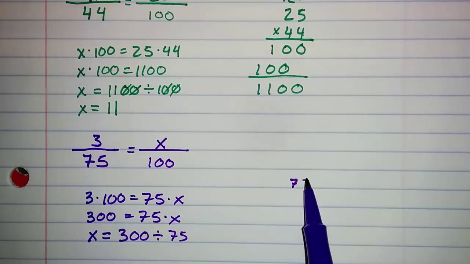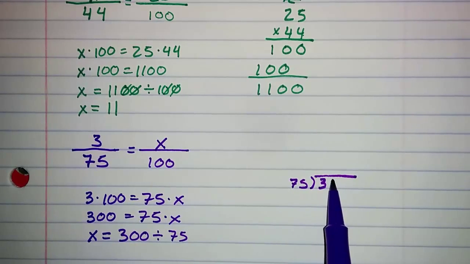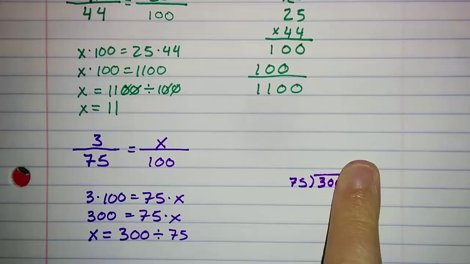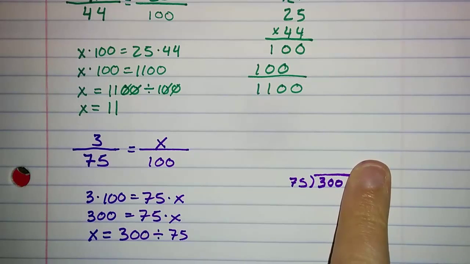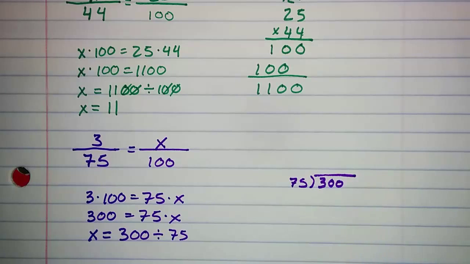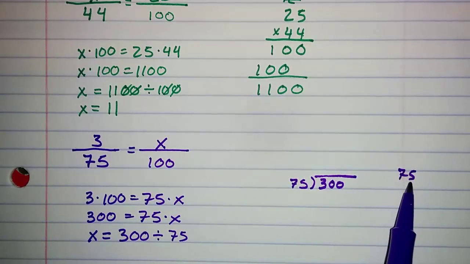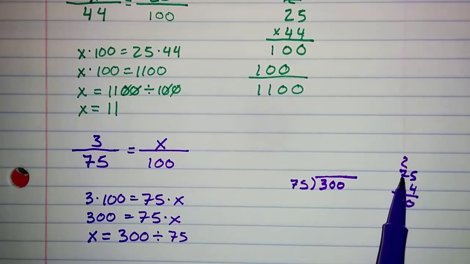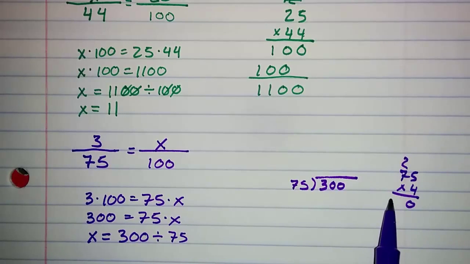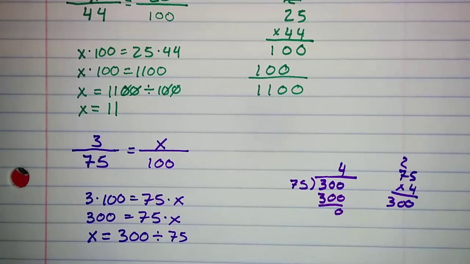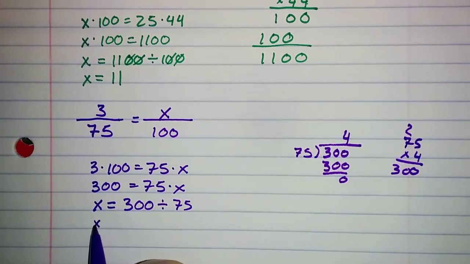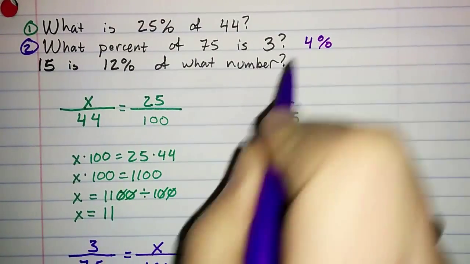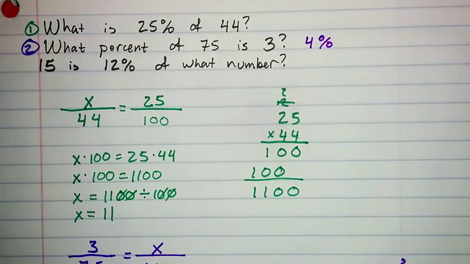Writing out that division. No shortcuts here. 75 doesn't go into 3. It doesn't go into 30. It goes into 300. I need a guess. I'm going to guess 4. 4 times 5 is 20. 4 times 7 is 28, 29, 30. So 4 exactly with nothing left over. X is 4. So the answer up here is 4%. And remember, the answer here was 11.